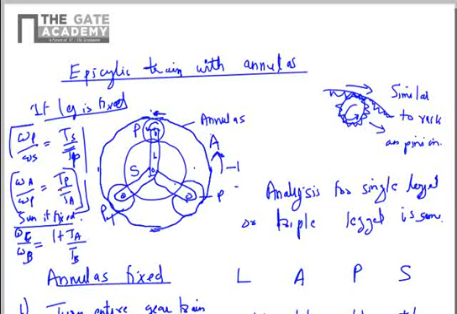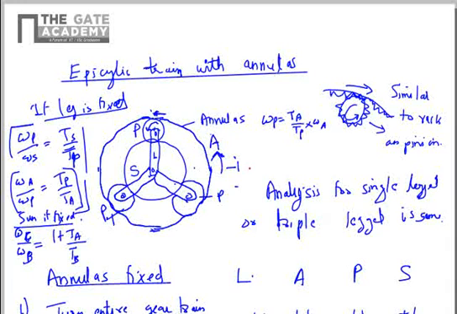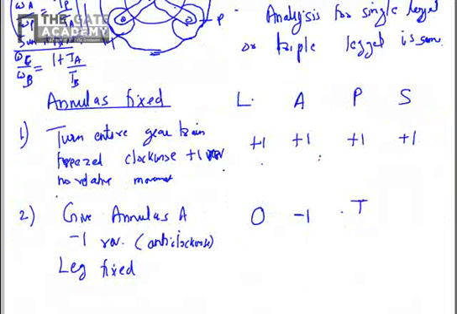So omega P will be Ta by Tp times omega of A. So omega is minus 1 revolution. So the revolution for P will be Ta by Tp, and in the same sense as what omega A is. Omega A is negative sense, so it will also be negative Ta by Tp.